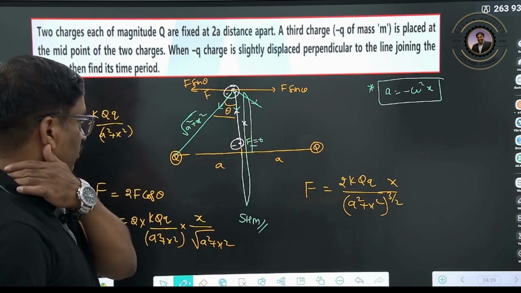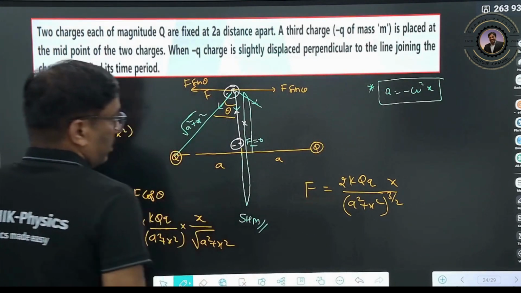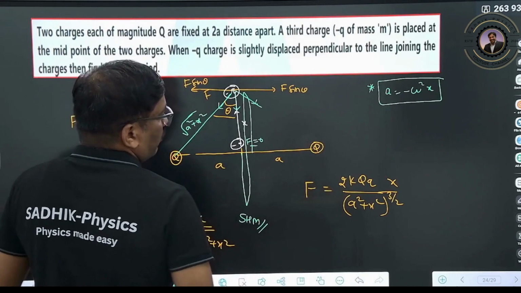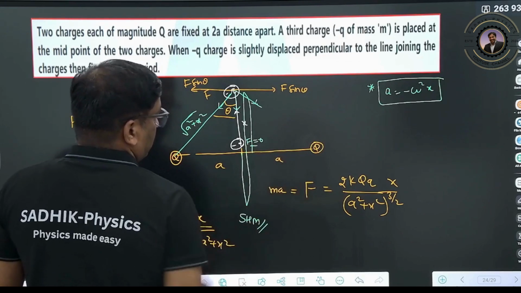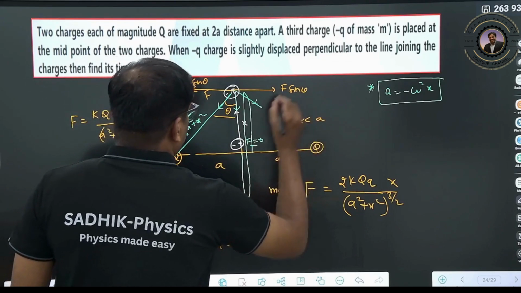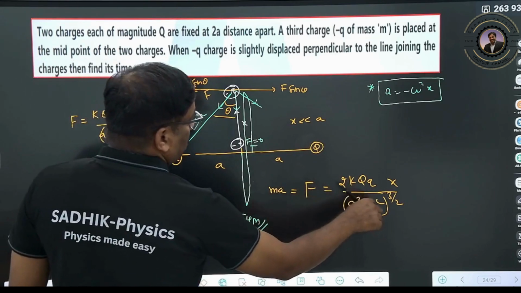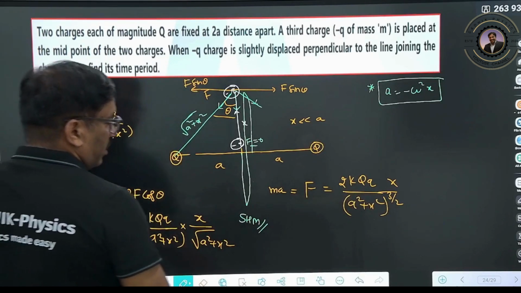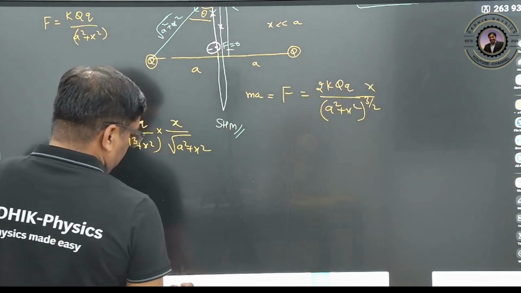This is your restoring force, no? It is coming back. Here we can see that, right? So, therefore, this is a restoring force. So, force is equal to mass into acceleration. But for a small displacement, that means x is very small compared to a. So when x is small, the x square term can be neglected here now.